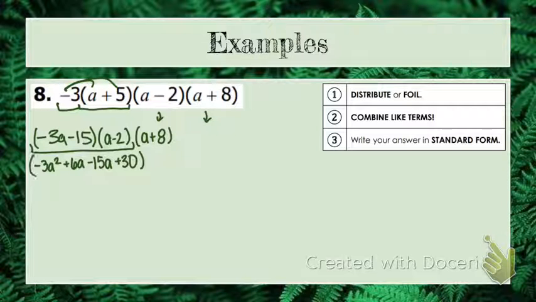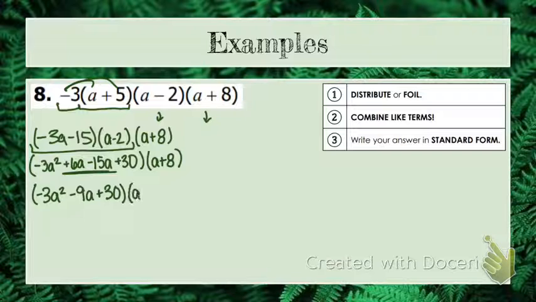Remember, all this stays in parentheses because it still has to be multiplied by A plus 8. But before I do that, I'm going to combine like terms. So I have one less term to distribute. And we've got -3A squared minus 9A plus 30 times A plus 8.